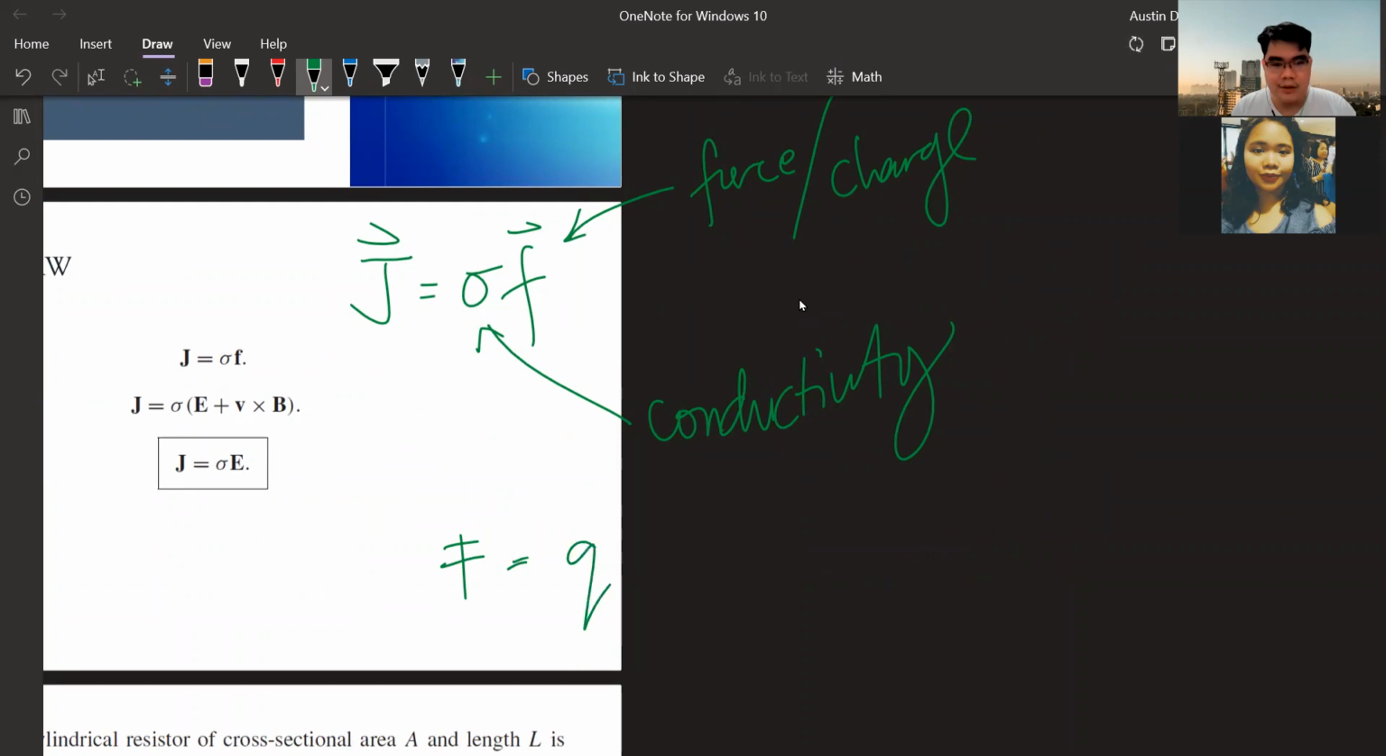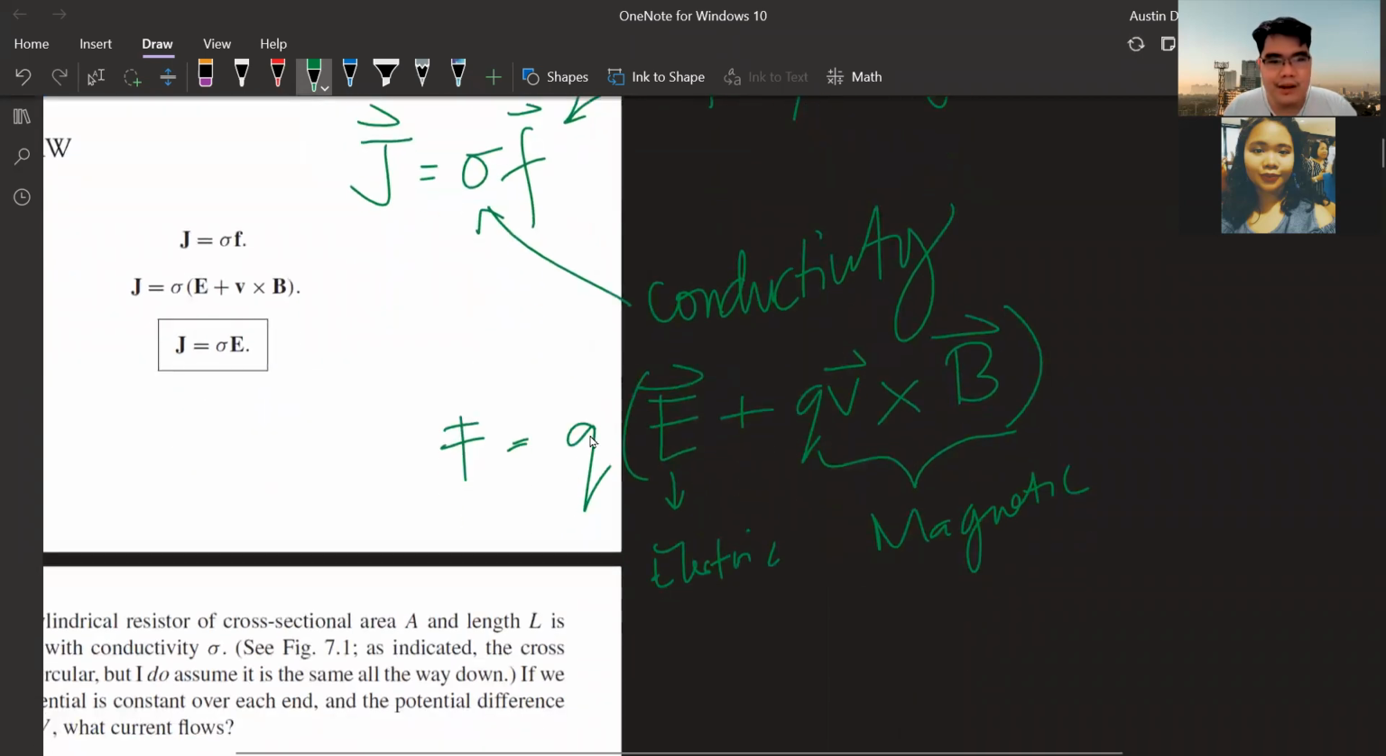Now, f, we know the force due to a magnetic and electric field would be Q times (E plus V cross B). This one is electric, QE is your electric force. Ba't may Q pa dun? Wala na tong Q, syempre, pinactor out na natin. And yung Q V cross B is your magnetic force.